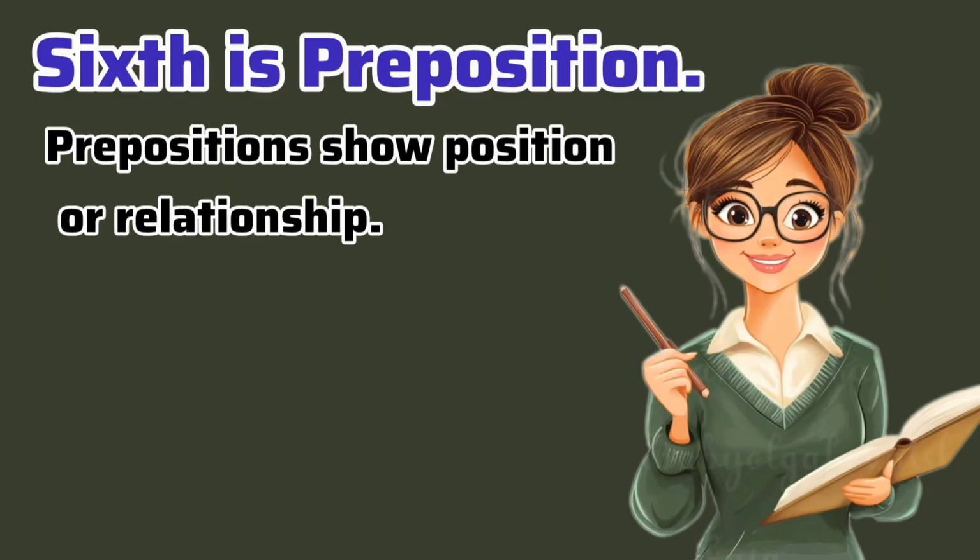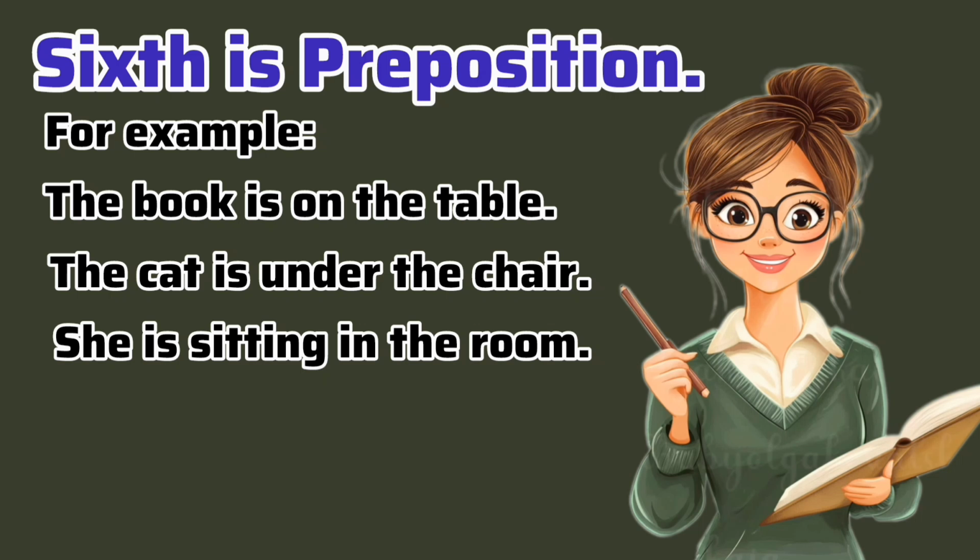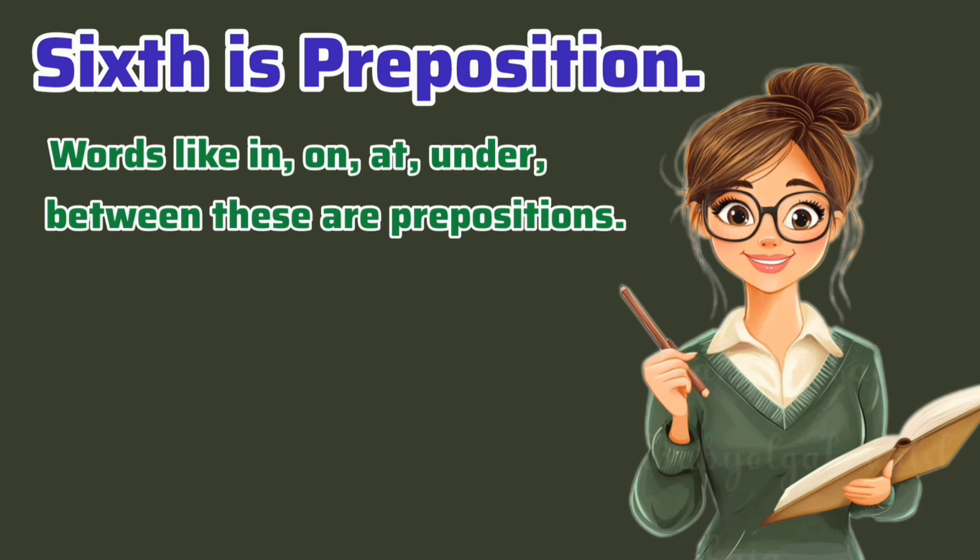Sixth is preposition. Prepositions show position or relationship. For example, the book is on the table. The cat is under the chair. She is sitting in the room. Words like in, on, at, under, between.